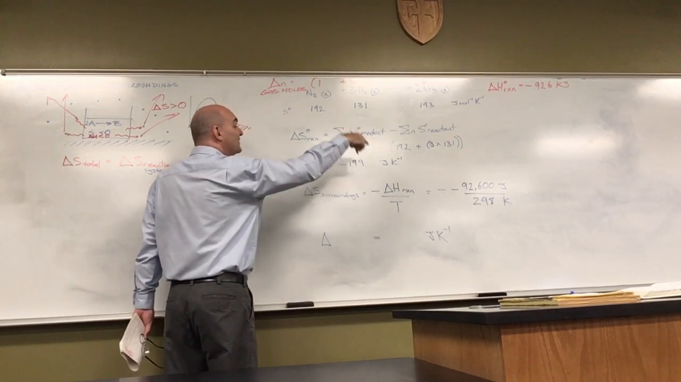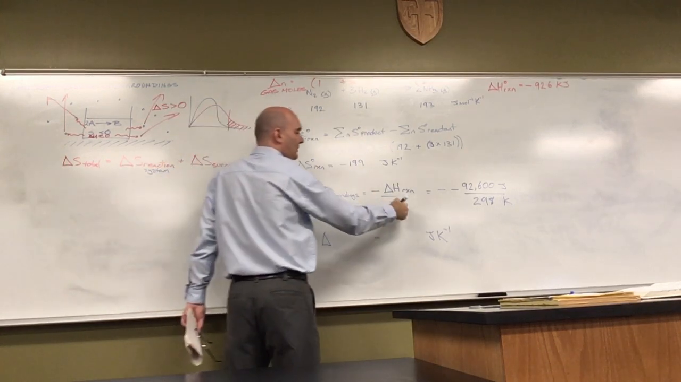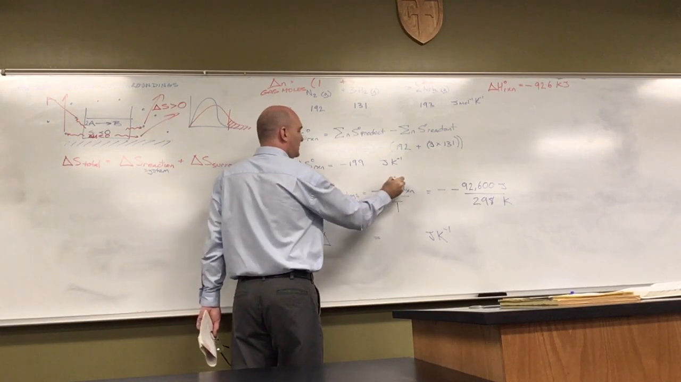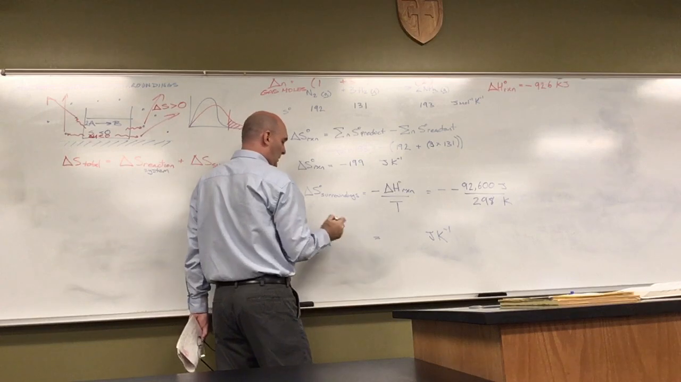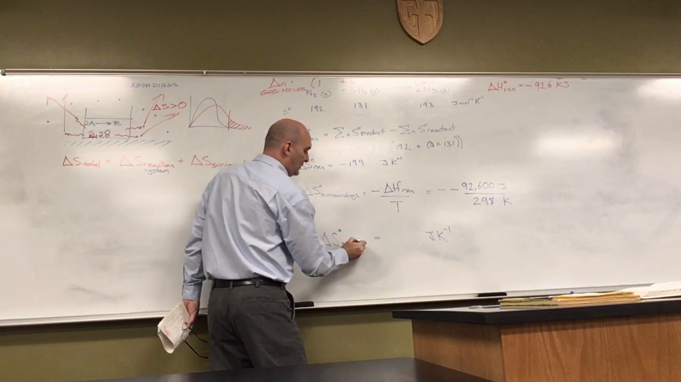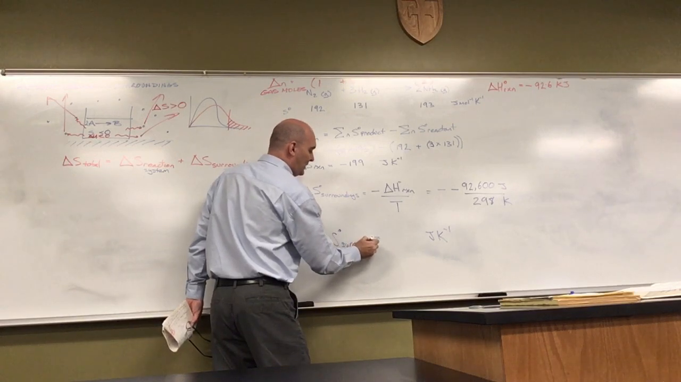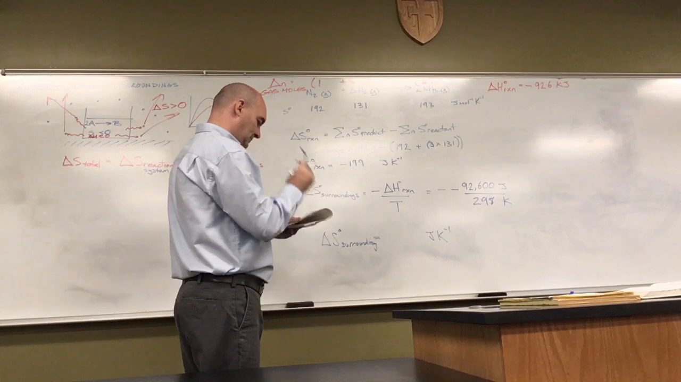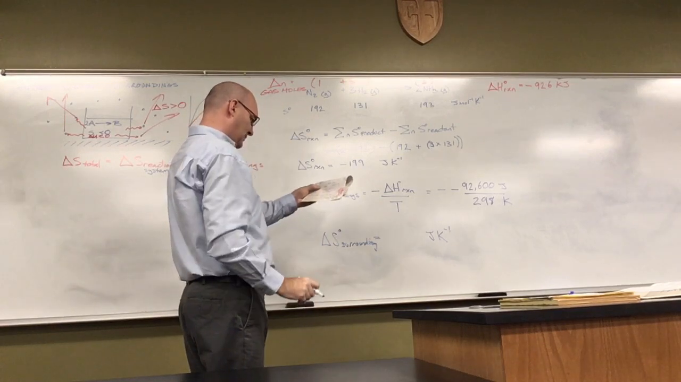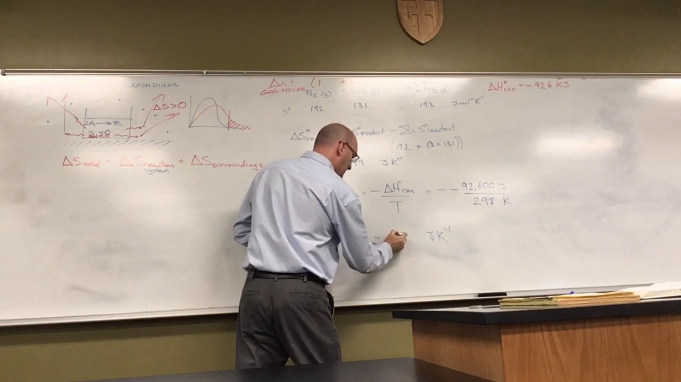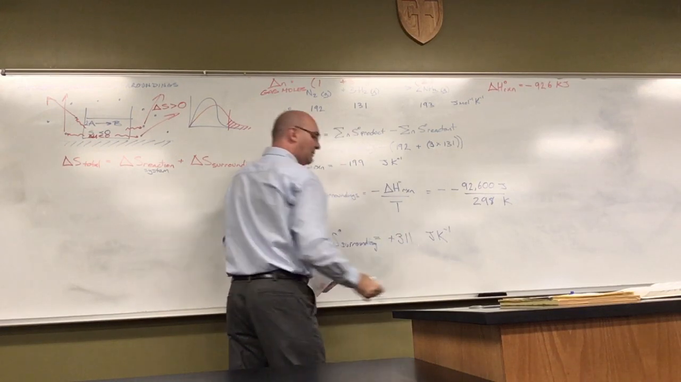Because we did this at standard temperature, my temperature right here is 298, those numbers can stay as standards. And for the value of my surrounding entropy change is equal to, would you look at that, plus 311.